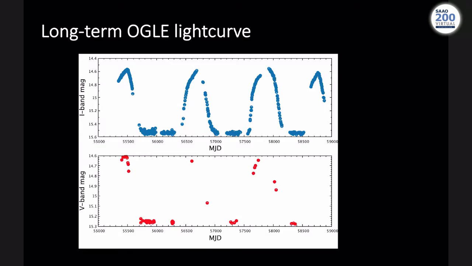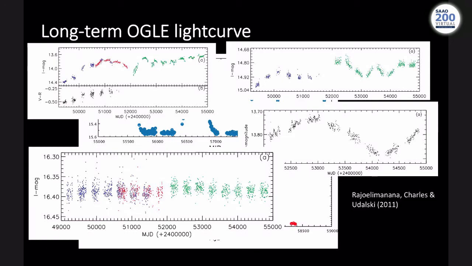So we can compare it, for example, with some of the light curves from a study performed by Henry Rajoelimanana for his PhD in 2011. He was at SAAO, actually. So you can see the light curves from that study. There are a few examples of them from OGLE and MACHO data sets.